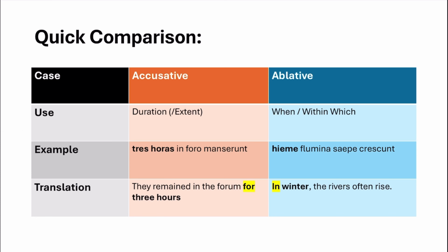So a quick comparison of all of what I just said. For the accusative, it's duration of time. We also can use it for extent of space, but I'm going to talk about that in a future video. You have an example here. So they remained in the forum for 3 hours. So again, that means for 3 hours. And we don't have a word for in Latin.